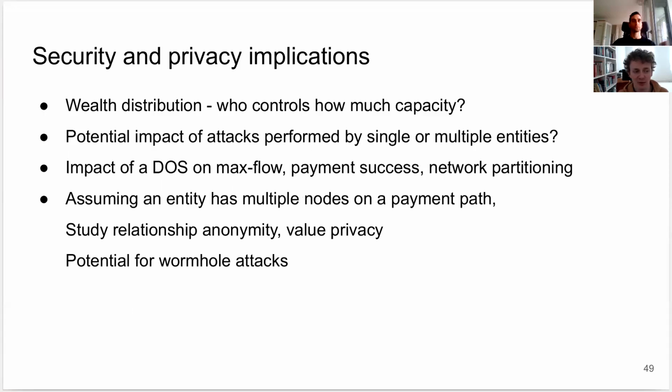So now we can ask for the implications of what we've shown you so far. For example, we can ask who controls how much capacity in the Lightning Network, because that's somewhat similar to a wealth distribution. Then what are potential impacts of attacks performed by single or multiple entities? What if such entities were on the receiving side of the attack, such as a denial of service? And assuming an entity has multiple nodes on payment paths, we can then study aspects like relationship anonymity and value privacy.